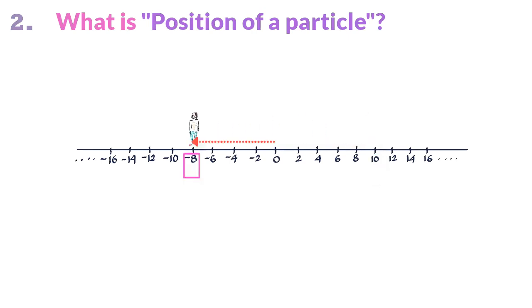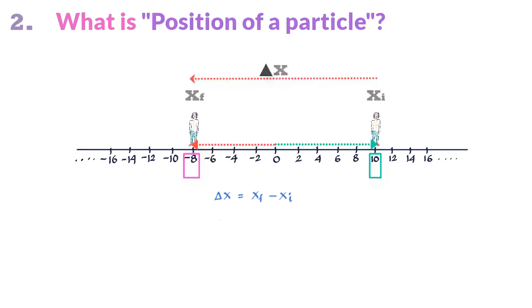A particle's displacement is change in its position and is given as delta x is equal to final position minus the initial position. So if Minnie was here initially and then finally here, then her displacement delta x is equal to x final minus x initial, which is equal to minus 8 meters minus plus 10 meters, which is equal to minus 18 meters. Since the answer is a negative number, the displacement is considered to the left or negative x direction, which indeed is Minnie's displacement.